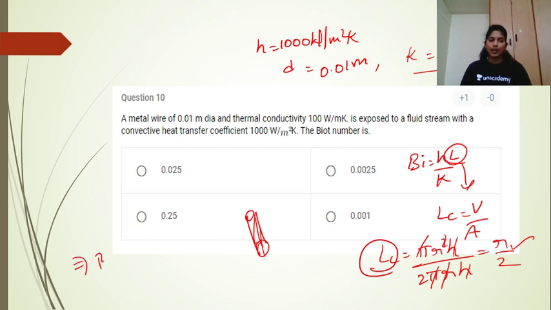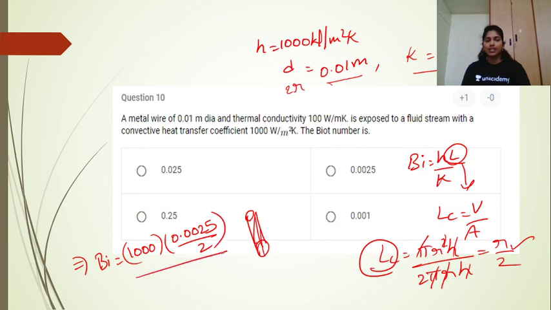So from this, the Biot number is equal to 1000 into the characteristic length, r by 2, divided by k. The diameter is 0.01, which is 2r, right? So we have r equal to 0.005, and the characteristic length is 0.0025, divided by k. Conductivity is 100, right? By solving this, you will get the answer.